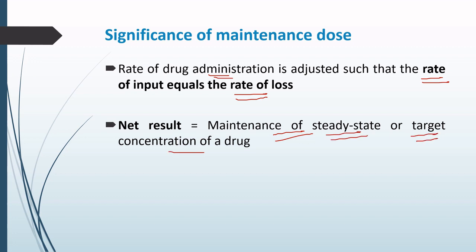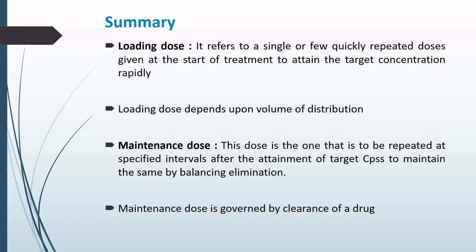So to summarize our topic, loading dose refers to a single or a few quickly repeated doses given at the start of the treatment so that we can attain the target concentration very rapidly, and it depends upon the volume of distribution. Maintenance dose is the one that is repeated at specified intervals after the attainment of the target CPSS to maintain the same by balancing the elimination, and this is governed by the clearance of a drug.